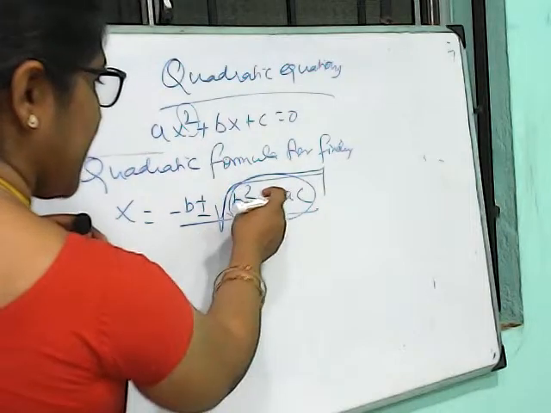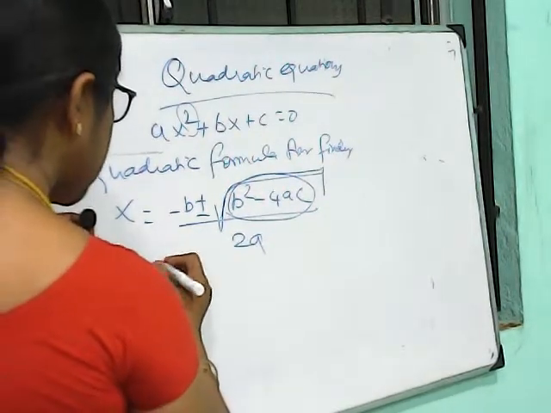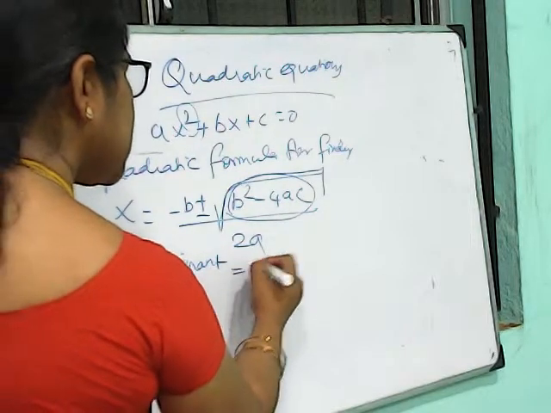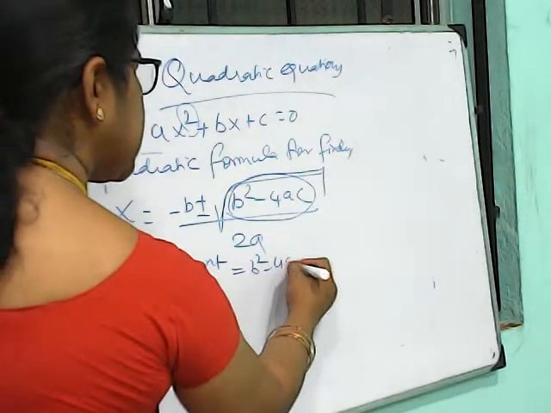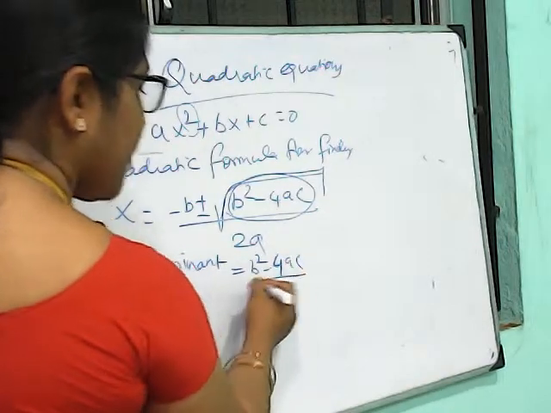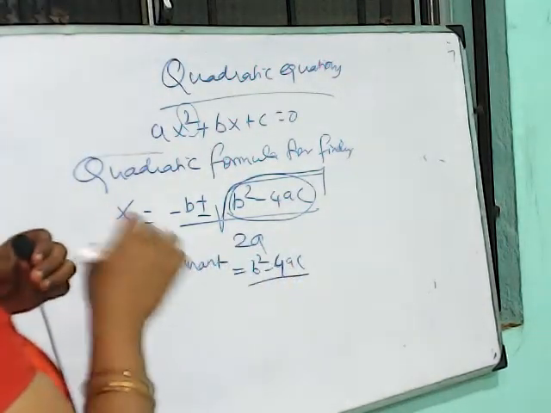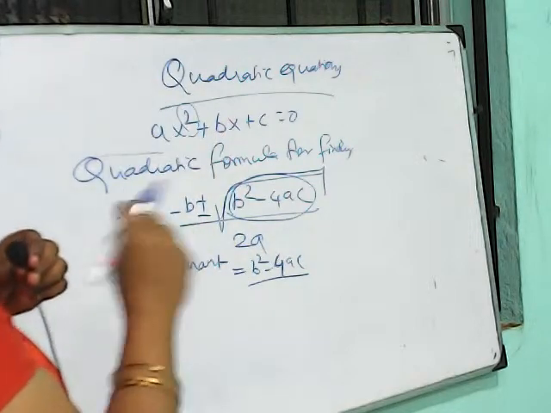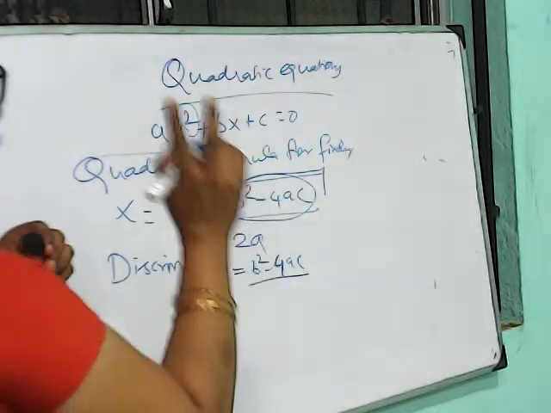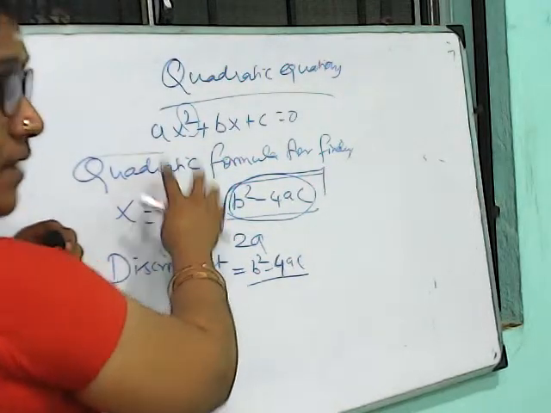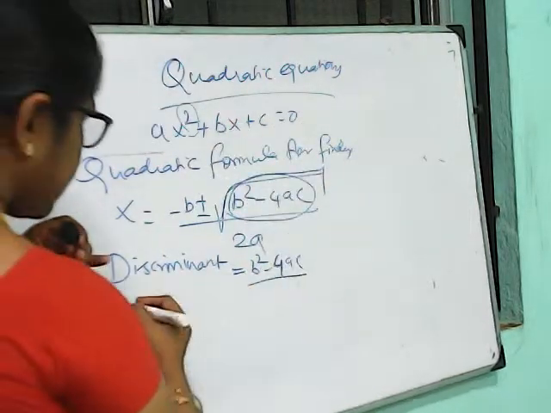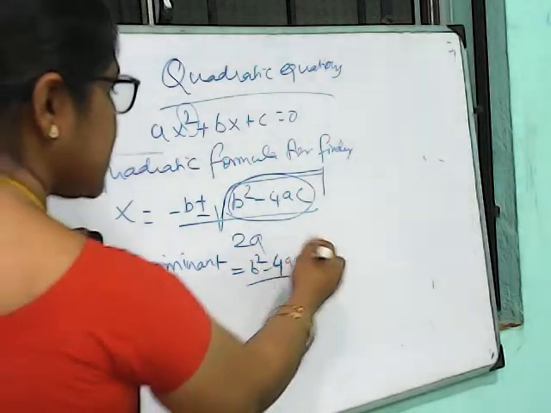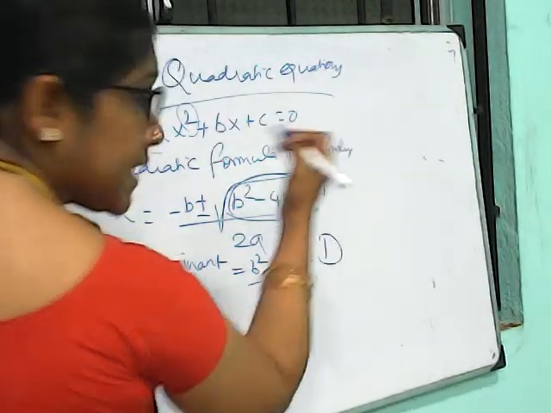Okay, in the formula, what is this b square minus 4ac? This b square minus 4ac is called the discriminant. Discriminant, that is b square minus 4ac. The value of this b square minus 4ac will decide the nature of the roots of this quadratic equation. So the concepts to remember here are the quadratic formula, and the nature of the roots. The nature of the roots depends only on this discriminant, which is also represented as capital D.